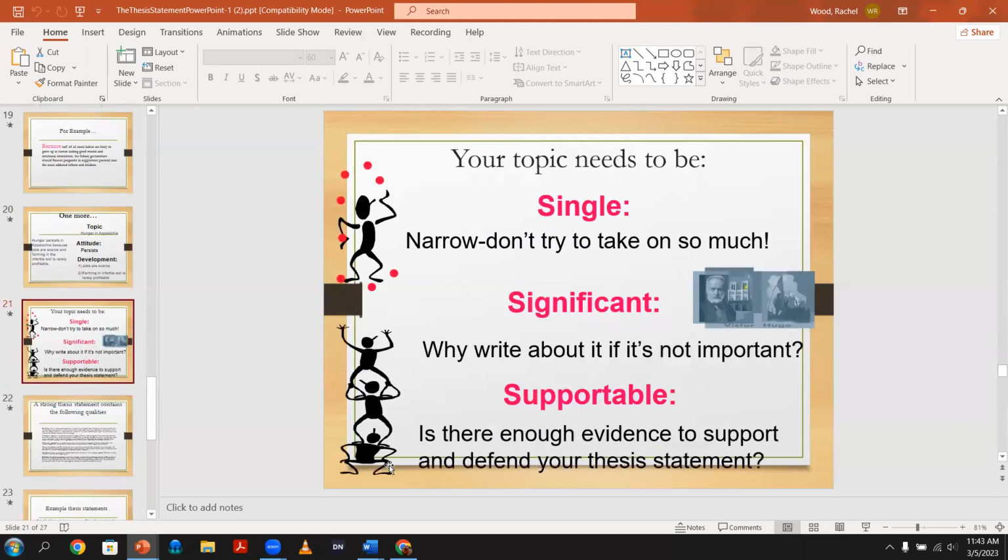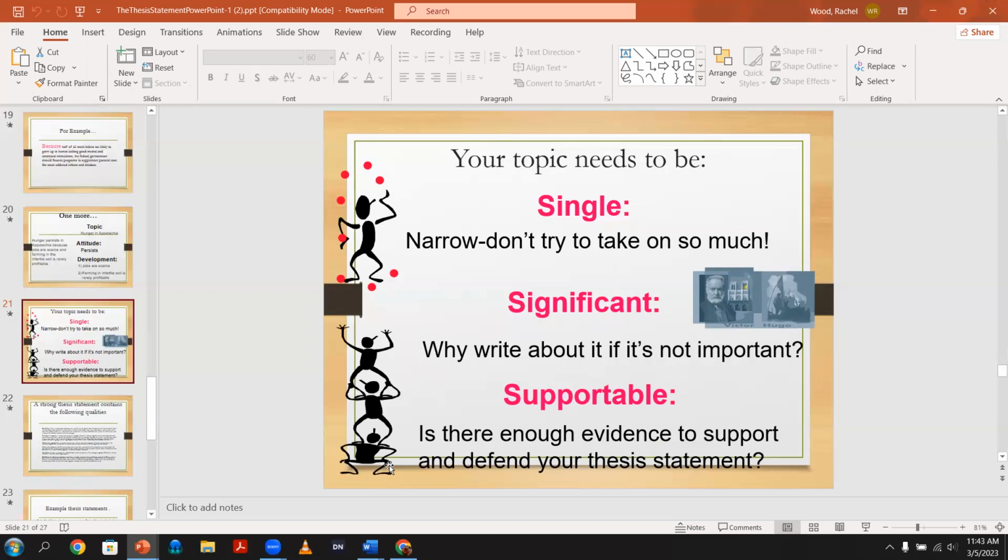So the topic needs to be triple S. And that's really what I try to tell students. It needs to be single. Make sure it's narrowed. Don't try to take on too much. Make sure it's significant. Why write about it if it's not important? And make sure it's supportable. Is there enough evidence to support and defend your thesis statement? That really is the big deal.